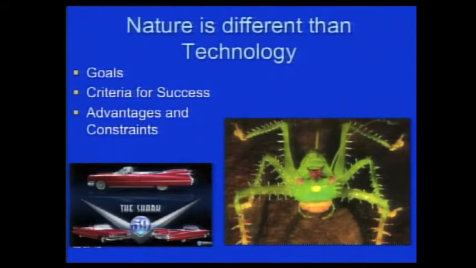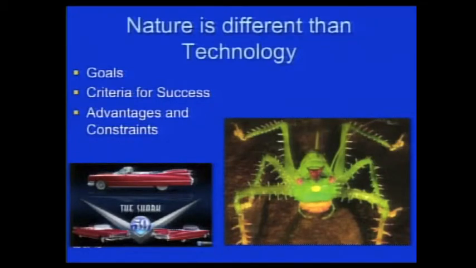Now let's talk about the difference between nature and technology. They're different, right? So there are different goals in nature. In nature, the goal is to reproduce, right? To pass your DNA down to the next generation. Different criteria for success, and also different advantages and disadvantages.